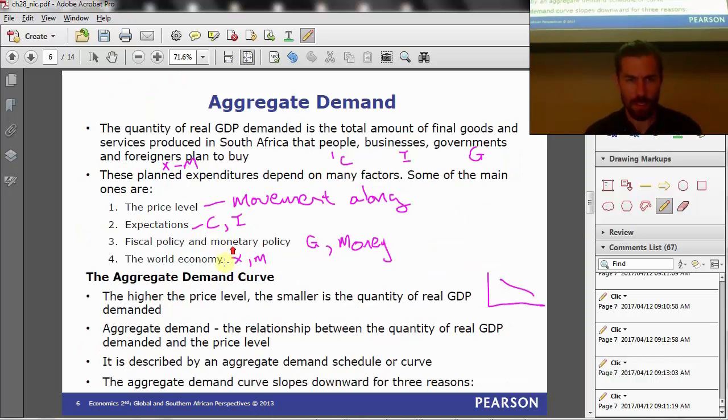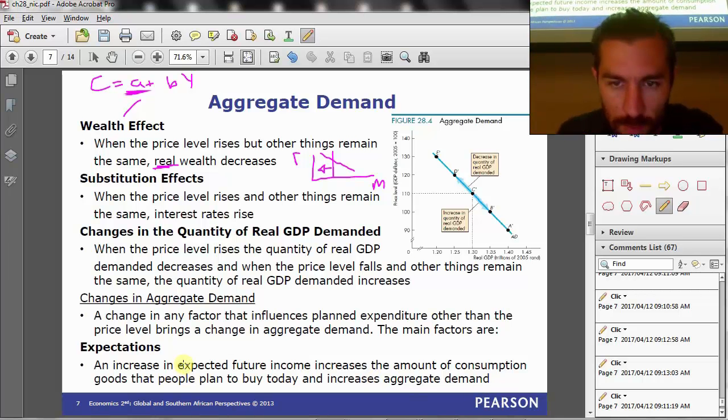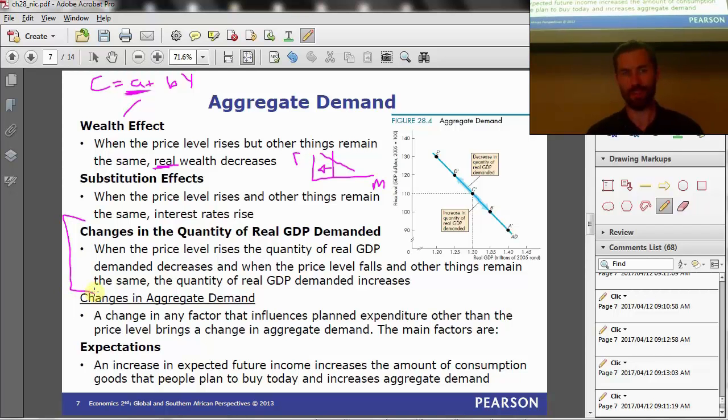Then it said here 3 reasons. Oh, sorry, here's the 3rd reason. Here we go, expectations. An increase in expected future income increases the amount of consumption goods that people plan to buy today and increases aggregate demand. Okay, no, that's a shift. That's absolutely not what I was thinking about. This is what they've called the 3rd factor, which is very inexplicable.